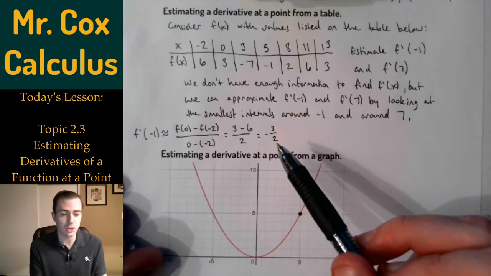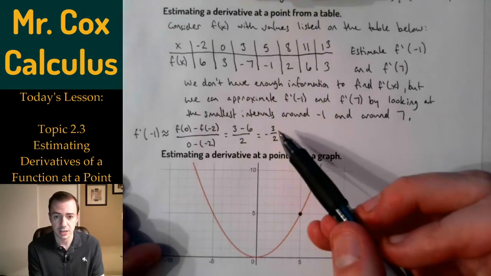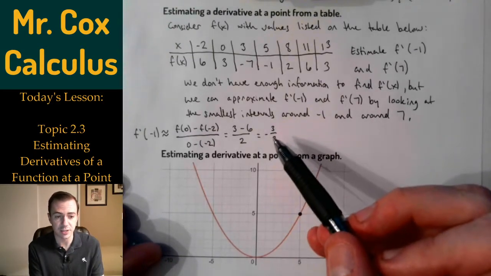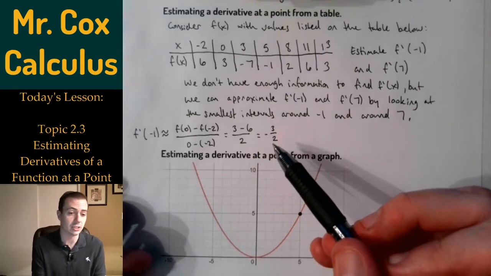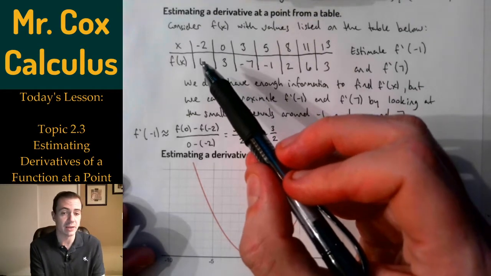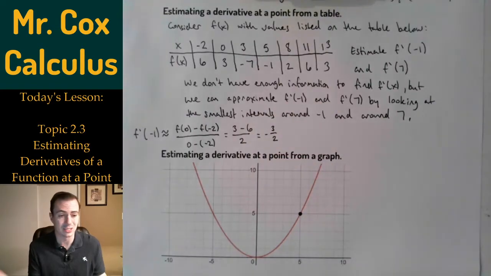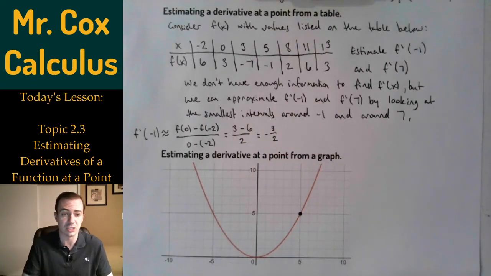If you think back to what you already know about rate of change, the idea that it's negative for this value tells us that the function is decreasing, which is what we see. We go from 6 to 3, so we can say, yeah, it looks like the function is decreasing approximately at a rate of -3/2.